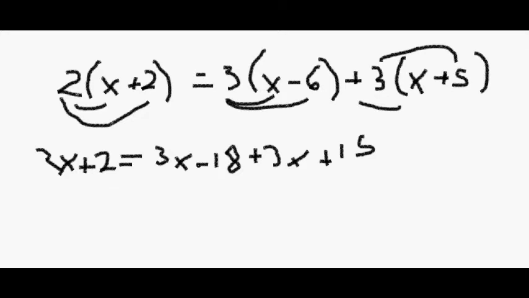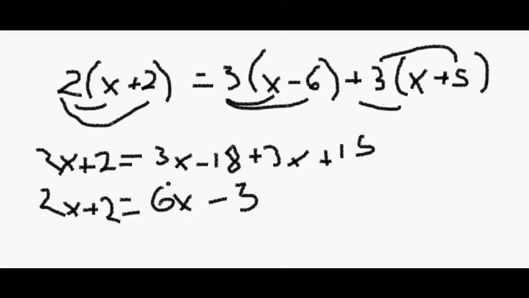So 3x plus 3x is 6x. Negative 18 plus 15 is negative 3. And we have 2x plus 2 equals that. So we have to subtract 6x. Well, I'll subtract.